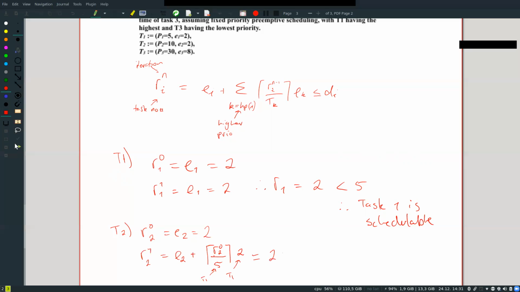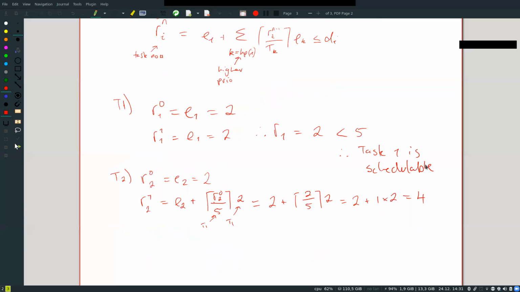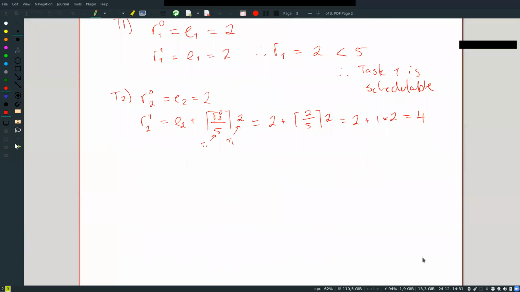So we can do this calculation. This is going to be 2 plus the ceiling of 2 over 5, multiplied by 2. This ceiling gives us 1. So 2 plus 1 times 2 gives us 4. Now we can see that 2 and 4 are not equal, and so we need to continue doing more iterations until we reach a steady state solution.